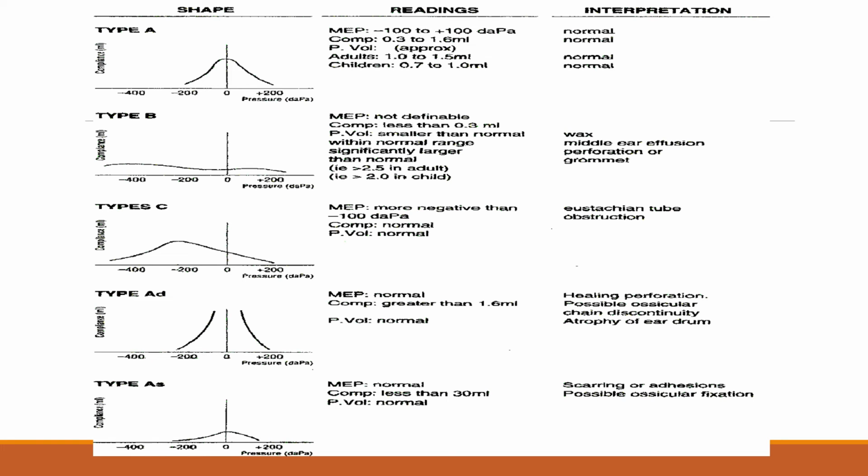In type C tympanogram, the middle ear pressure is more negative than minus 100 daPa, and the compliance and volume are normal. In type AD, the middle ear pressure and volume are normal, but the compliance is greater than 1.6 ml. And in type AS tympanogram, the middle ear pressure and volume are normal, but the compliance is less than 30 ml.